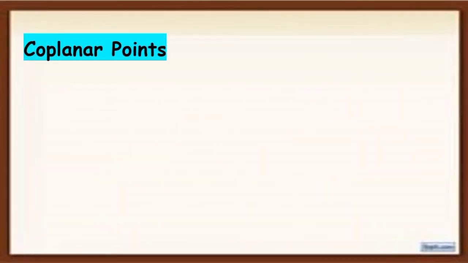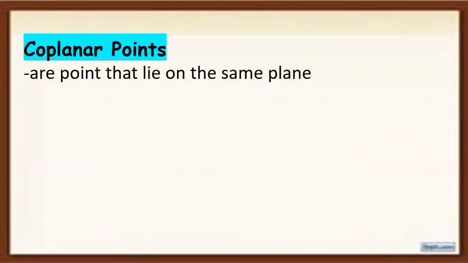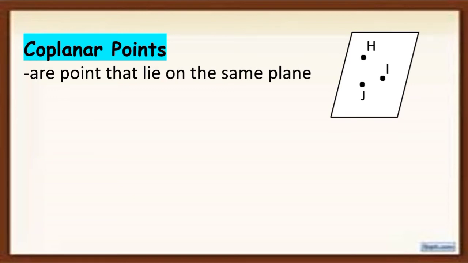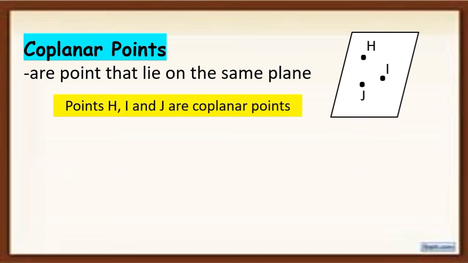Next is coplanar points. When we say coplanar points, these are points that lie on the same plane. So for example, we have this plane and we have point H, point I, and point J. So points H, I, and J are coplanar points because all the points are found on the same plane. Makikita mo siya na sa iisang plane.